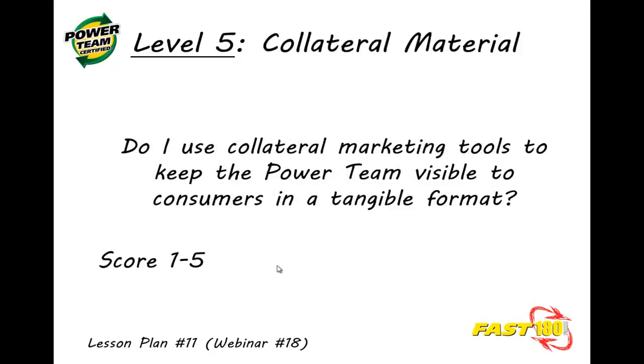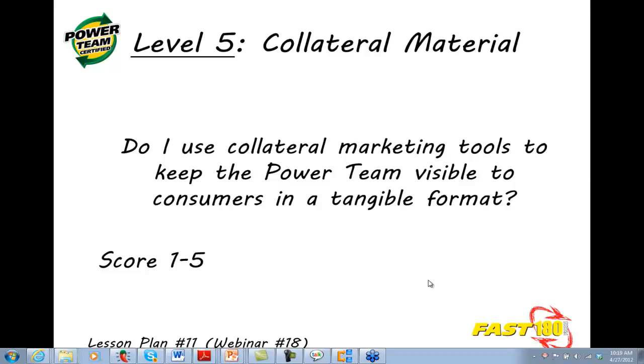Now we get into the advanced levels of systematic visibility. Are we using collateral materials to keep the power team visible in a tangible format? Okay, this is where the power team pioneers or the advanced power team start to measure if they're using some collateral material, scale of 1 to 5.